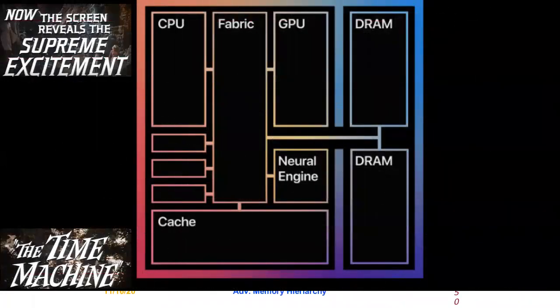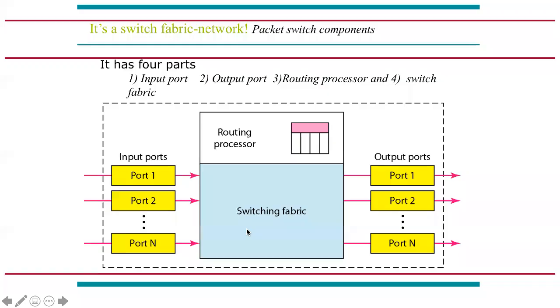So here comes the secret. Right now the screen reveals the supreme excitement. Everybody into the time machine, the fabric system, and go in and somehow come out here into the RAM and get the RAM stuff and bring it in. How does that work? And so we have to do this thing they call examination of the switching fabric. And say, okay, well, what's that about?